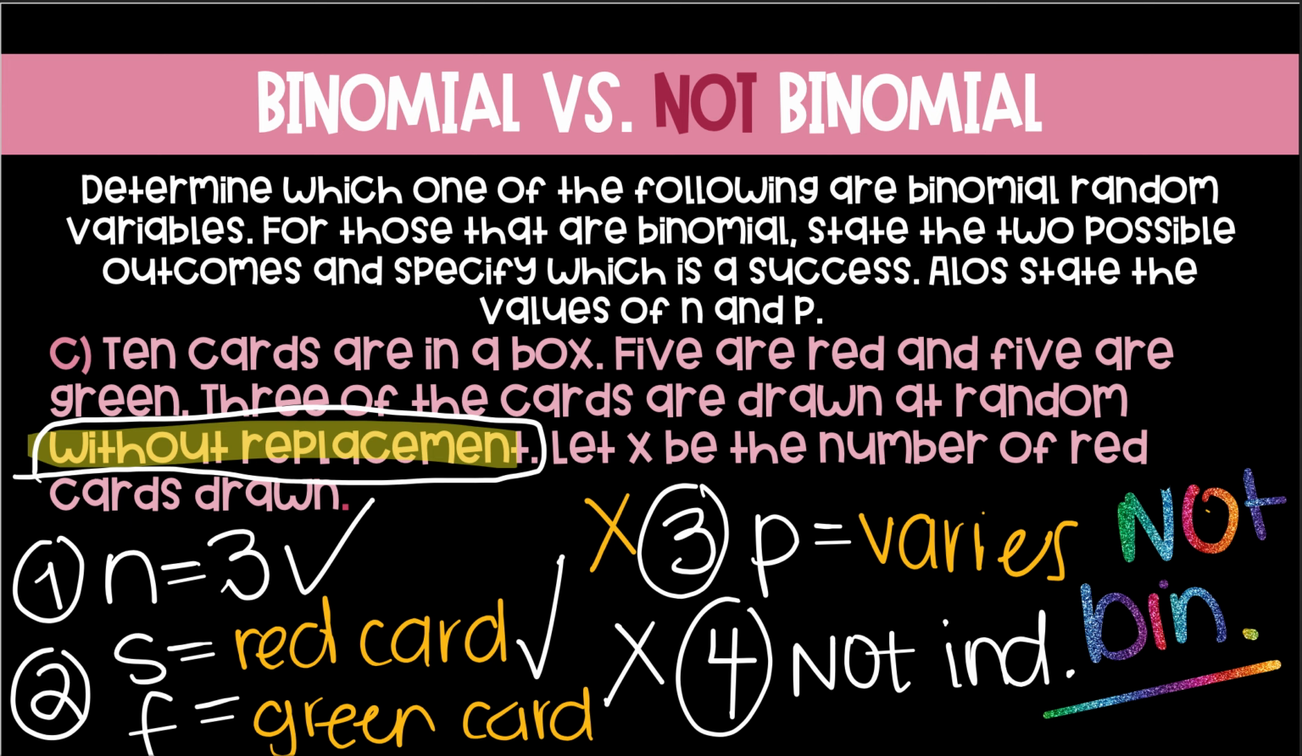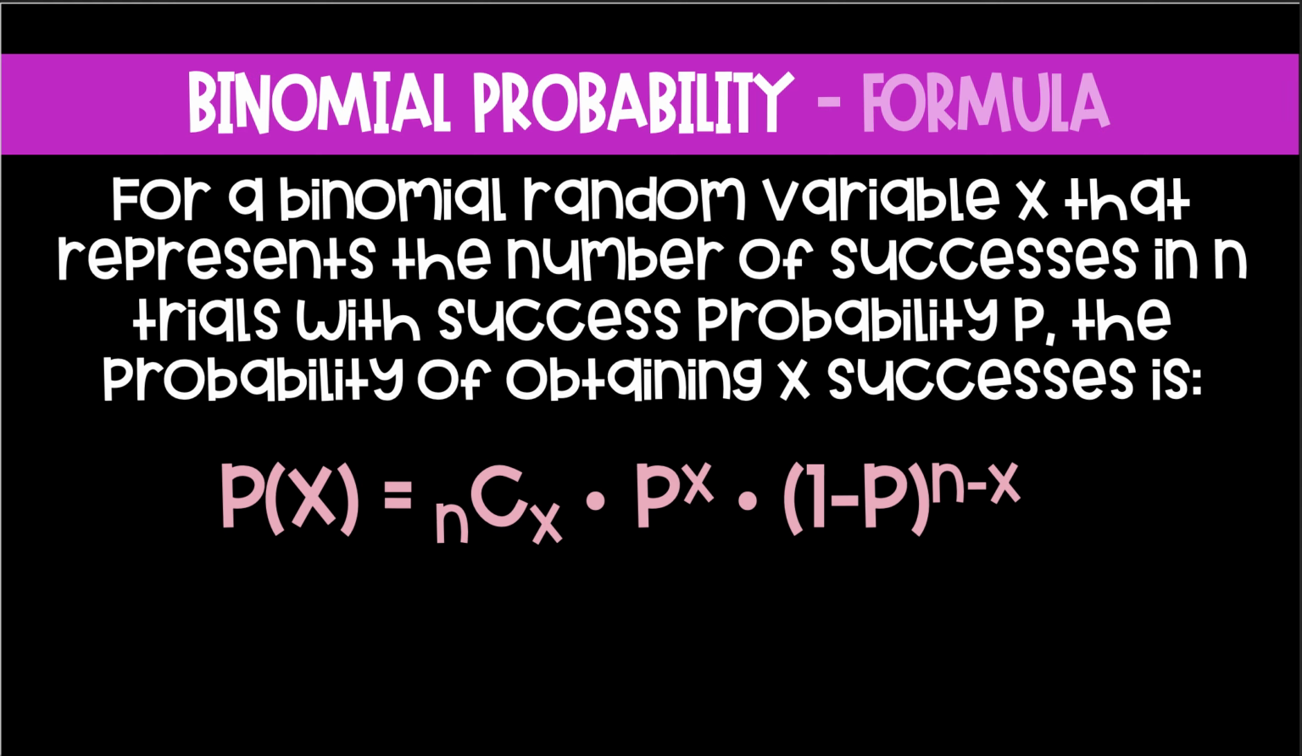All right. This is how we identify whether a random variable is binomial or not binomial. Let's now go over the probability formula that we're going to be using for binomial random variables.